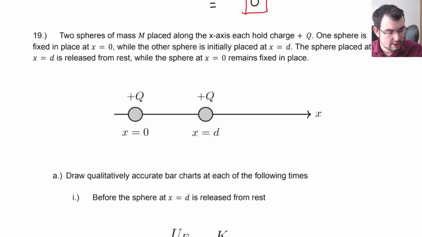Two spheres are nailed in place along the x-axis as shown. We're going to say the one at x equals 0 remains fixed, and then the one at x equals d is going to be released. And we're going to be interested in finding the speed eventually at different spots. So let's draw some bar charts.